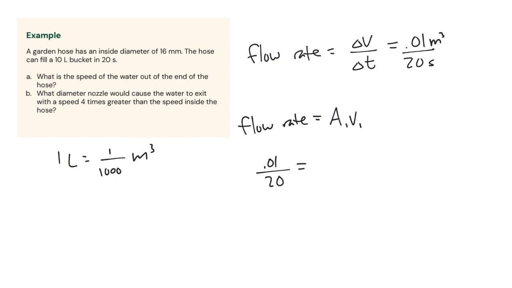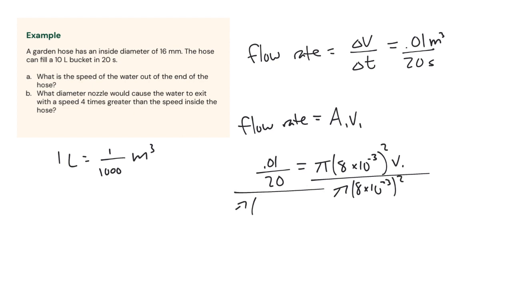So to find our area here, a garden hose is circular. We're going to do pi times r, which is the radius, squared. We have a diameter of 16 millimeters, so our radius is 8 millimeters, which is 8 times 10 to the -3 meters, and that is squared. And then we're looking for that velocity, so we'll have to divide by whatever pi times 8 times 10 to the -3 squared is on both sides. That'll cancel to give us velocity.